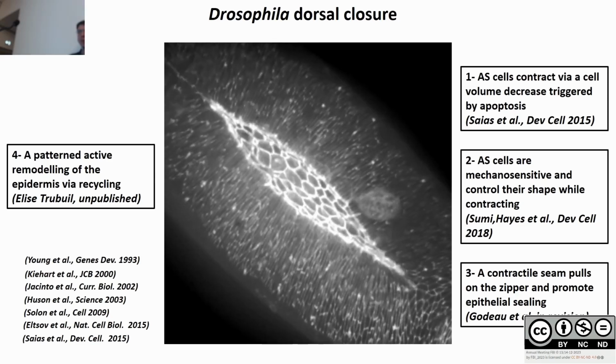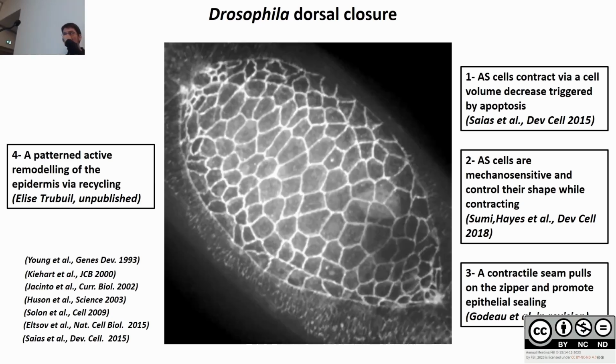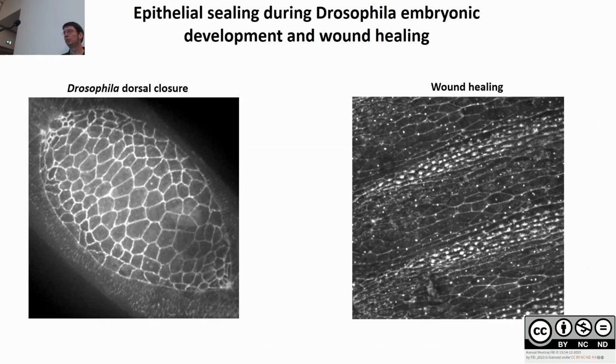So we know how this contracts via apoptosis and cell volume, that this is mechanosensitive. There's also a zipper that pulls here that generates force and also some mechanosensitivity, and then the last player that is there that also actively reacts to the tissue. And we believe that all these players ensure the robustness of the process. So everything is made in order that it goes through.